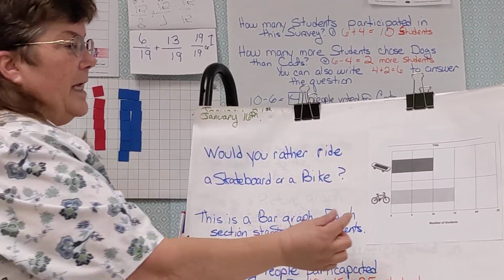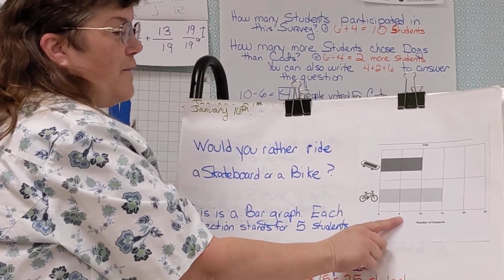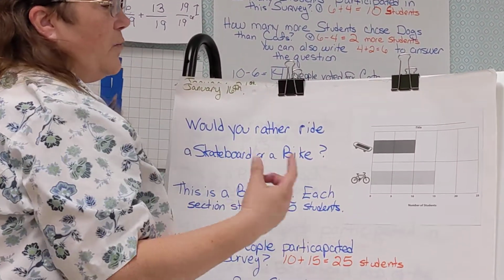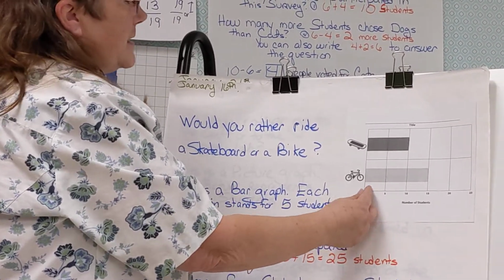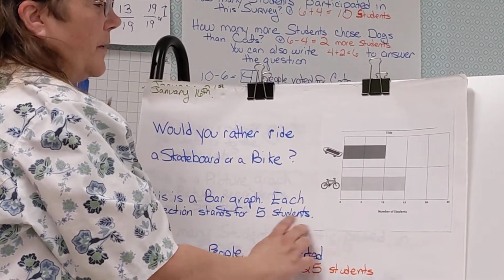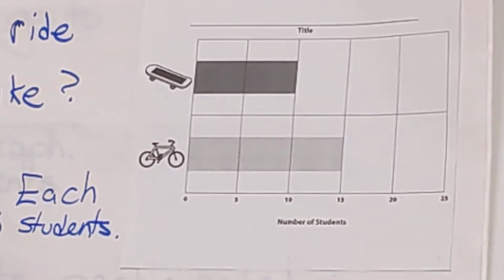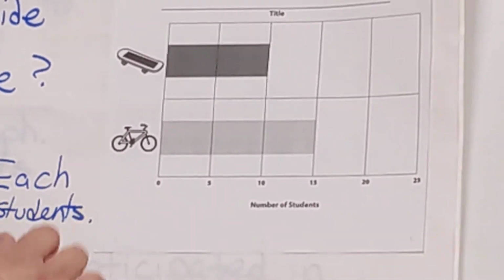Now, in this one, each section stands for 5 students. And the reason you know that is because it went from 0 to 5. There weren't any numbers in between. And then again, 5 plus 5 is 10, 10 plus 5 is 15. So each box represents 5 students.